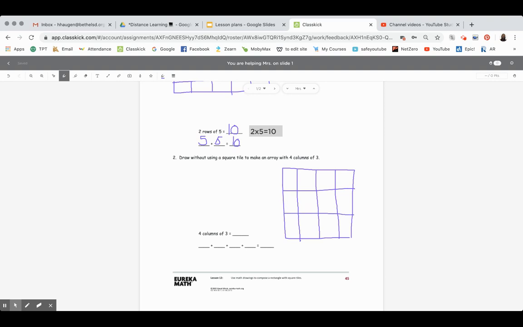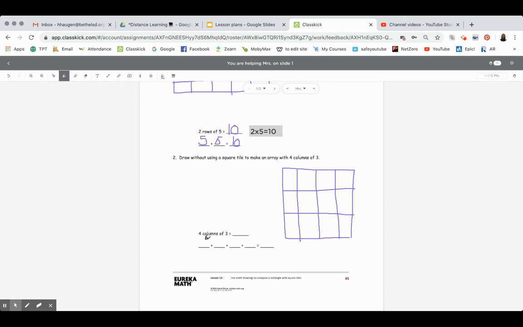So I need to double check. I have 4 columns, and I have 1, 2, 3 in each column. Okay? So because I organize these by columns, I'm going to use that down here.